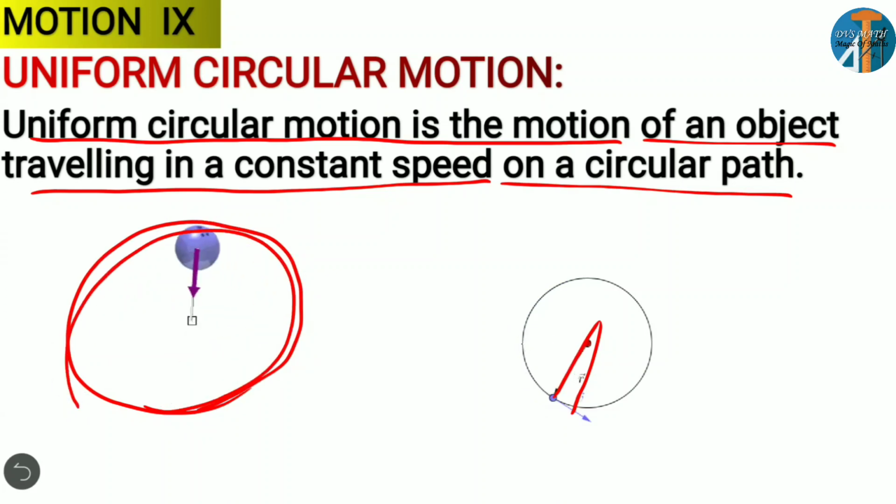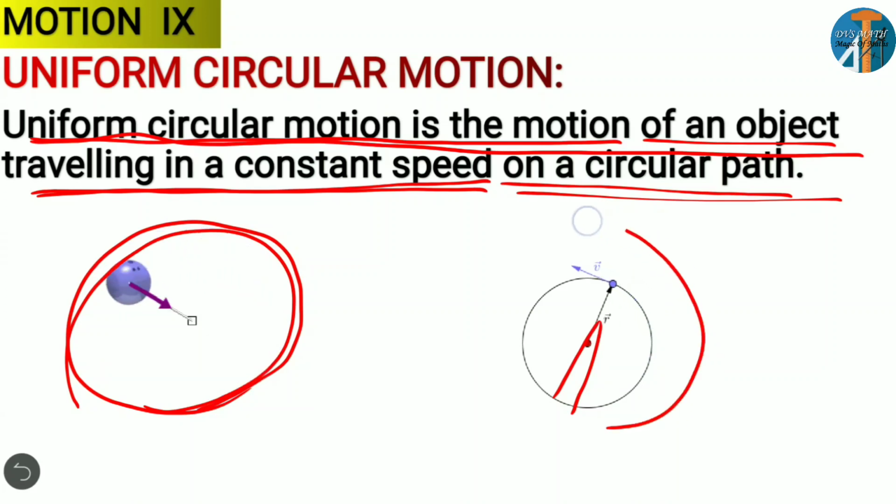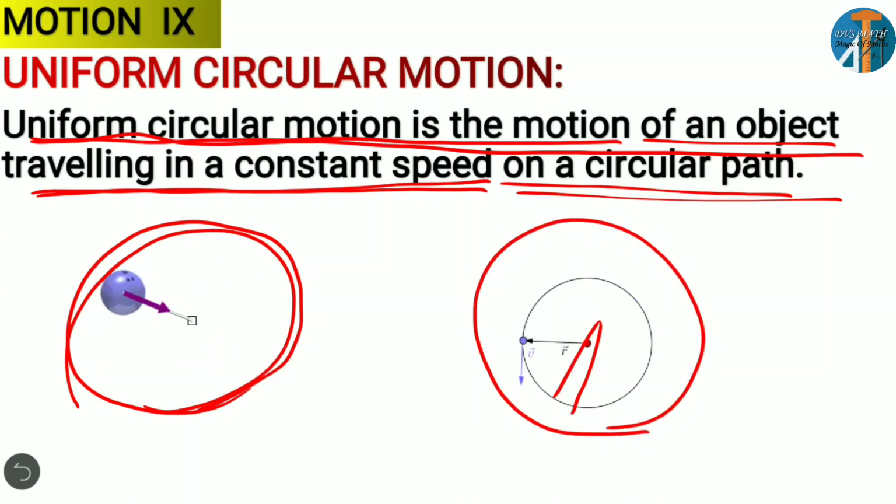So what we can conclude is that uniform circular motion is the motion of an object traveling at a constant speed on a circular path. If you observe this, the object is moving in a circular path at a constant speed. There is no increase in speed, there is no decrease in speed. It is moving in an equal amount. So we call it constant speed in a circular path. So this is about uniform circular motion.